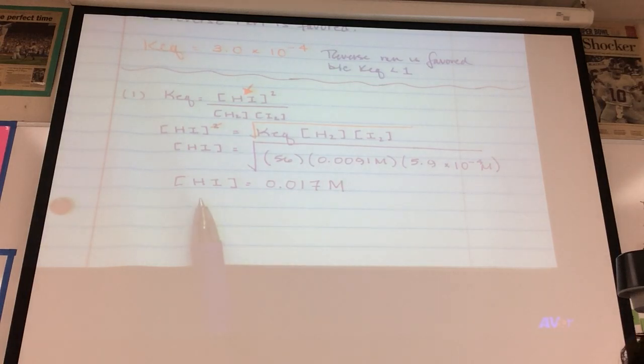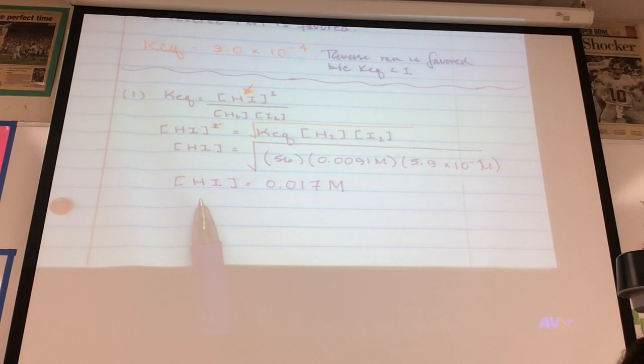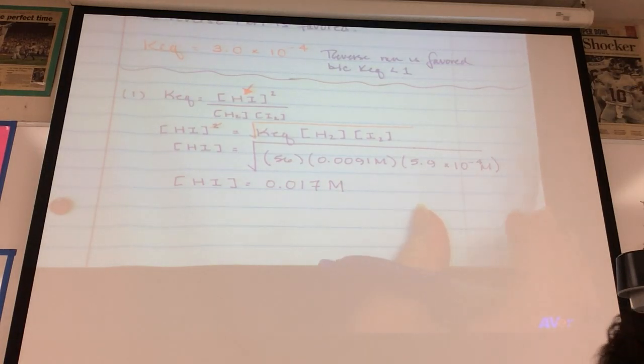So when solving for the concentration, write the KEQ expression. Isolate the variable that you want to solve for. Make sure it's to the first power. Plug in and solve. And you can always go back and check, because you could plug this in here, square it, and divide it by those and see if you get your KEQ out. Let's do another one.